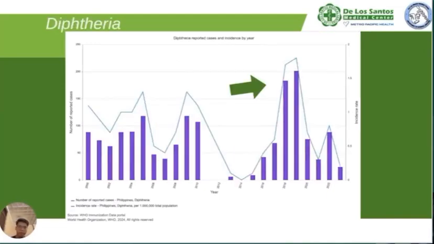In 2018, the Philippines experienced a diphtheria outbreak, seen in the green arrow, with the Department of Health reporting 197 cases and 47 deaths by October 5, 2019, highlighting the need for strengthened vaccine coverage and antitoxin availability. This data is from WHO, so the numbers seem higher than the DOH report.